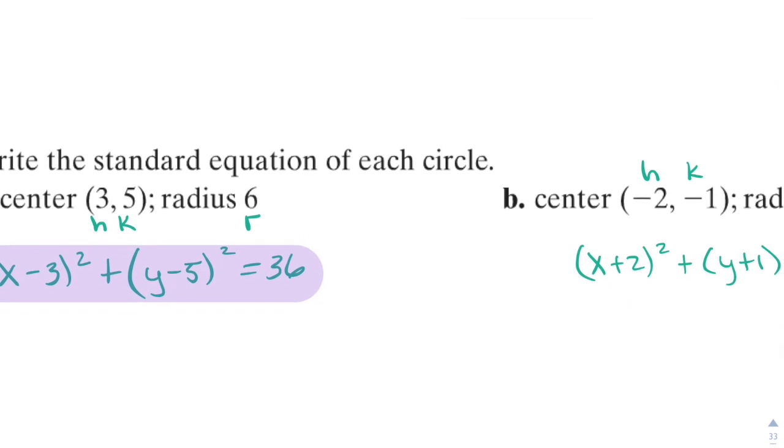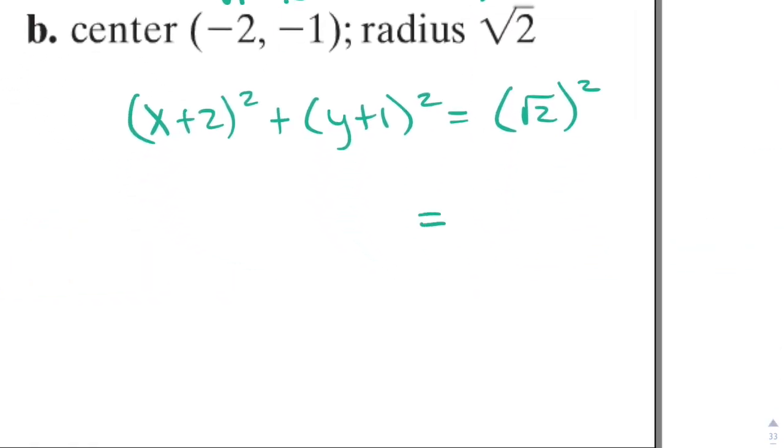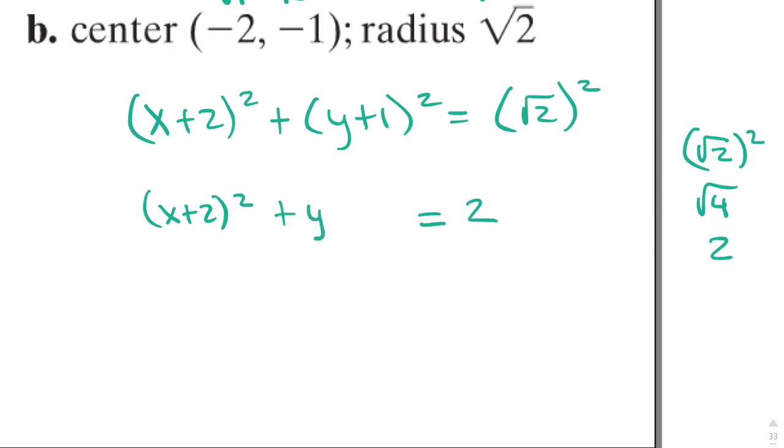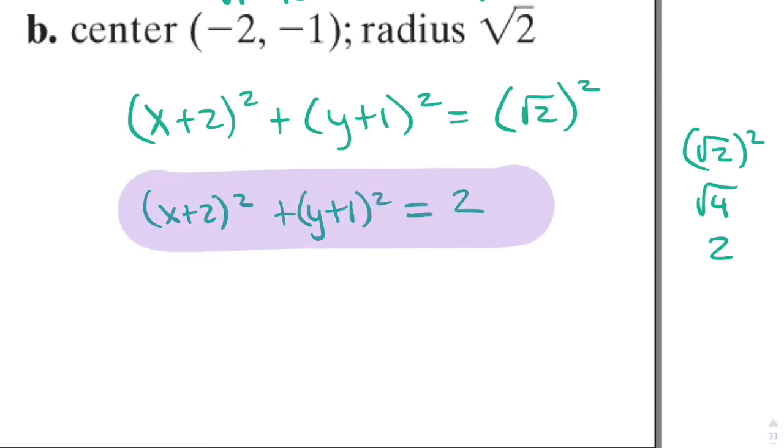So now what's the square root of 2 squared? Well, the square root of 2 squared is the square root of 4, which is 2. So I just get a result of 2. And that's it. That's my final answer. Cool.